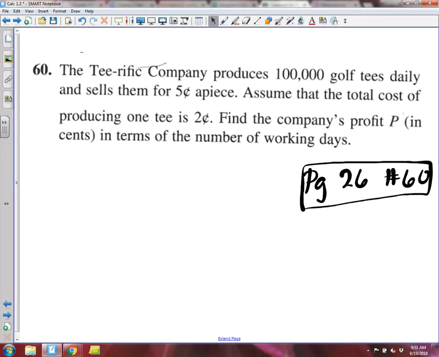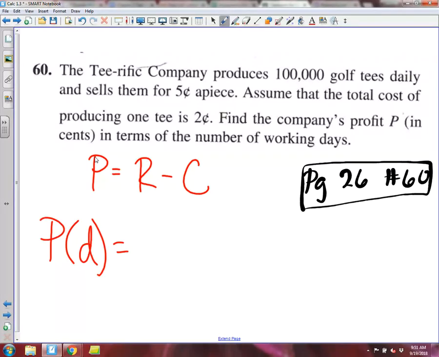Okay, so there's a formula for profit. Profit is revenue minus cost. Revenue is the money you bring in. Cost is the amount of money it took you to make whatever item it is you're selling. Now, they tell me that profit is going to be in terms of working days. So profit in terms of days.